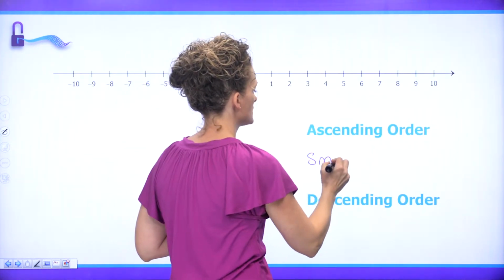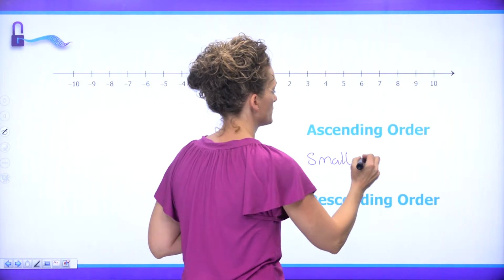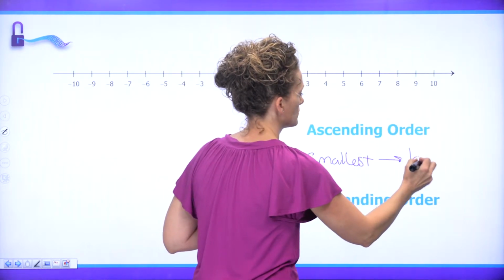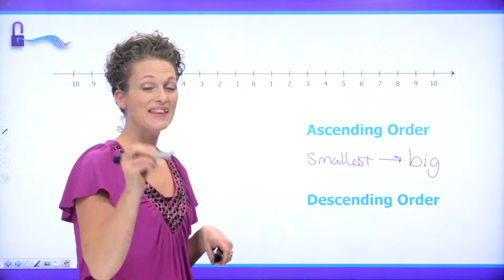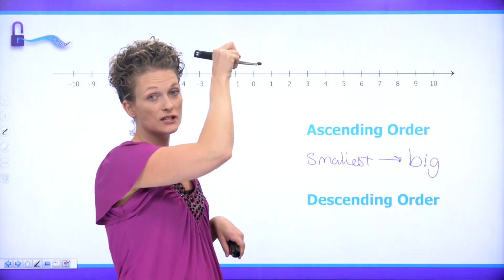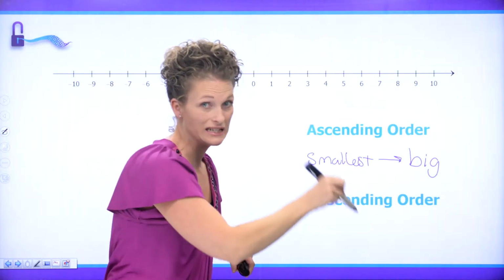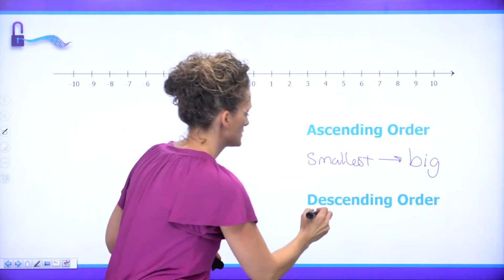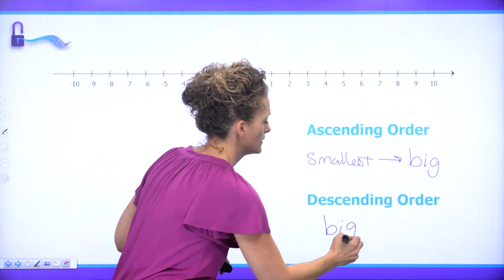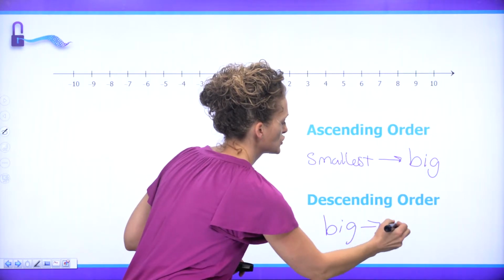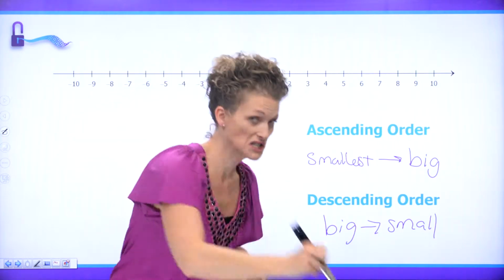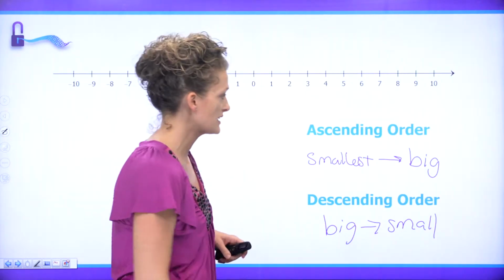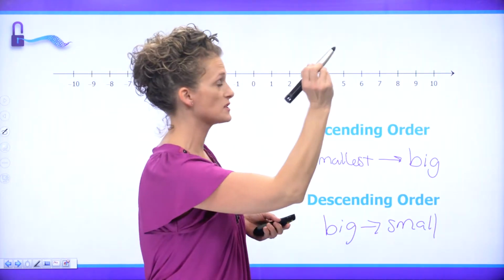So smallest to big. And then descending means we start at the biggest and we descend to the smallest. So big to small. Okay, so descending, descend down from biggest to smallest, and ascending, we go up from smallest to the greatest.